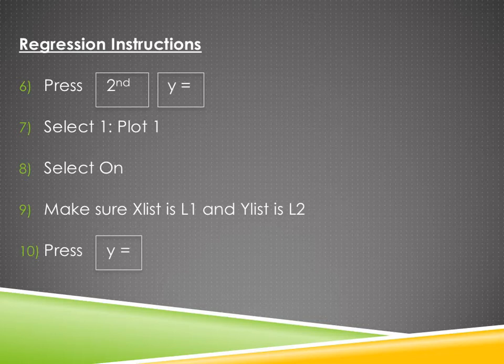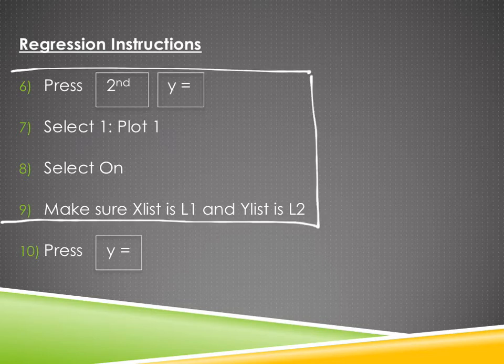Okay, so you should have your plot one on. It says select on, make sure X list is L1, Y list is L2. Those things, and the plot one being on, those you're not going to have to change anymore. So all of these steps from here to here are a default now. We don't need to do them again, okay? So we just took out 4 steps from this crazy list that I just gave you.